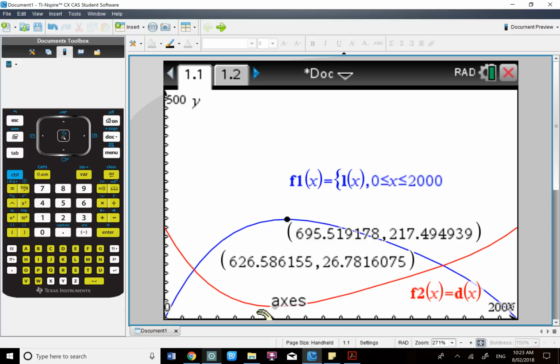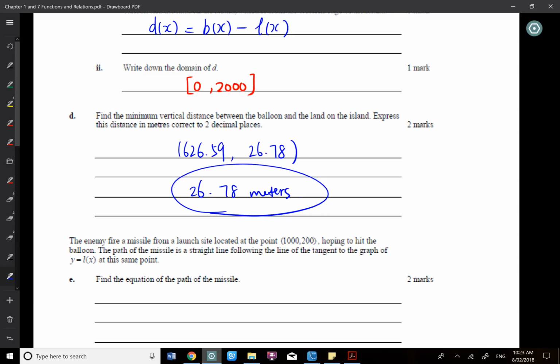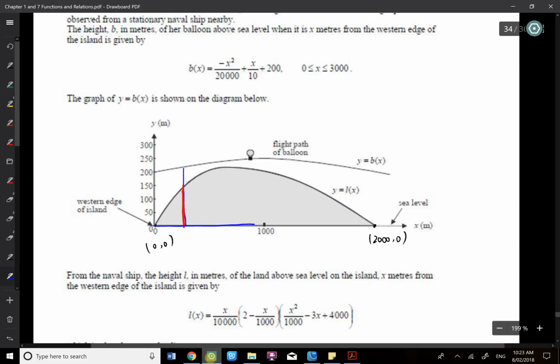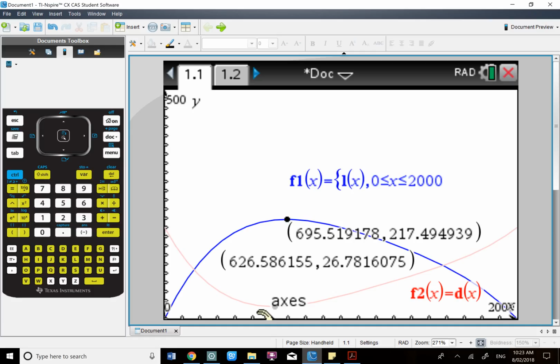So what is the actual distance? This 626 gives you where the balloon traveled to. Then you got the distance of 26.78. So the balloon traveled to 626 point something, and you got a distance difference here of 26.78. By graph, I have sketched the dx. That's the dx graph, the distance graph, the difference between the distances. So that's the minimum. By using menu number 6, number 2 for minimum, I search for the minimum, and that's the lowest distance I get.